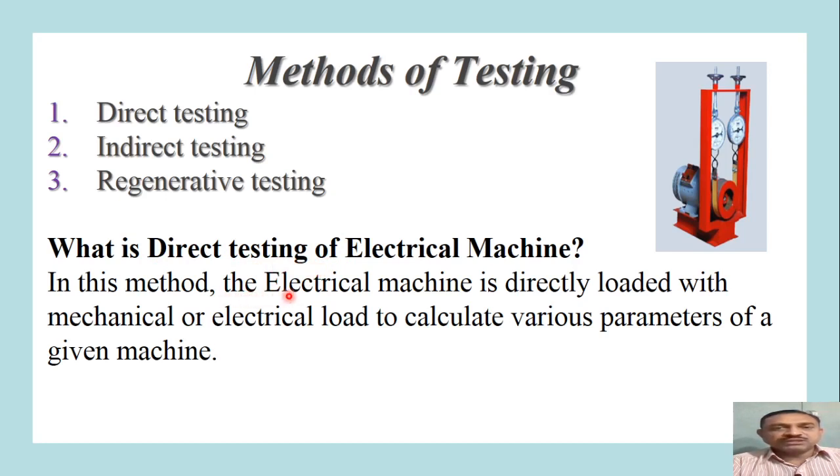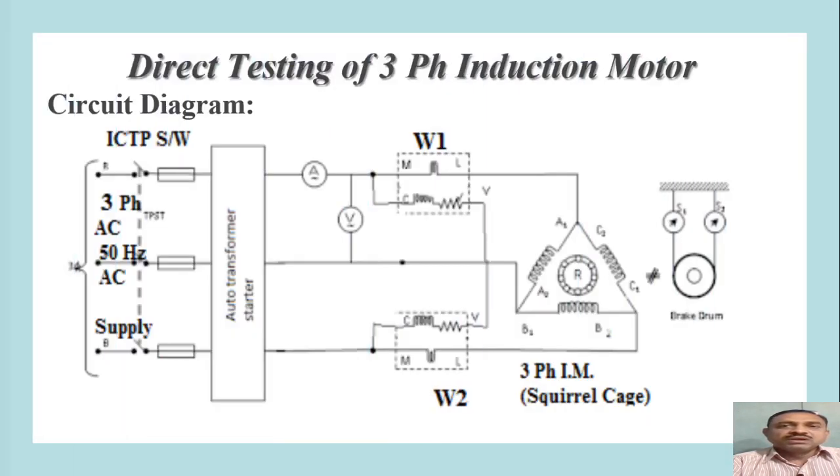In this particular method, the electrical machine is directly loaded with mechanical or electrical load to calculate the various parameters of the given machine. That means if the machine is a motor, we have to give a mechanical load to that particular electric motor, or if the machine is a generator or alternator, then we can load it by use of electrical loading. The name itself suggests that we are going to test the machines by directly loading, depending upon its nature of work.